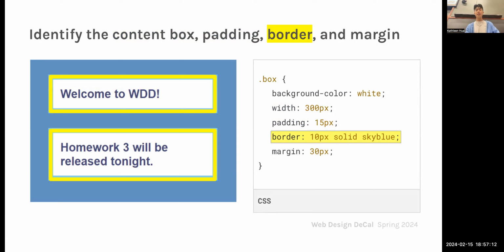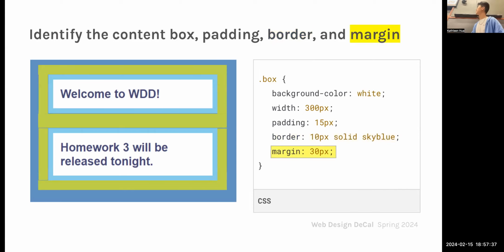Border, on the other hand, has a pixel value, it has some descriptor, and it has a color. The only two that are necessary for border to work are a pixel value to indicate the width and also the style, which in this case is solid. As we saw earlier, we could also have dotted or dashed. There's a lot of styles you can use, but those two are the bare minimum to have a border that shows up. Sky blue is optional, just indicates a color. And of course, we have our margin. Dope.